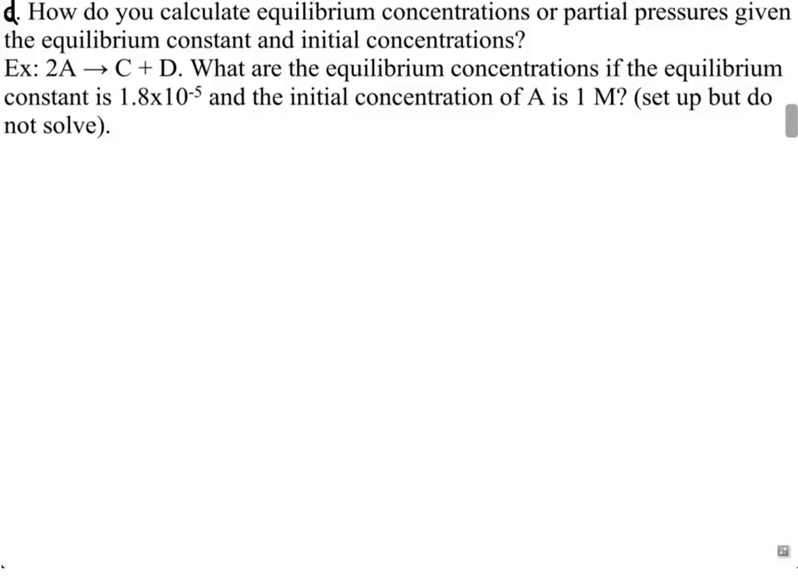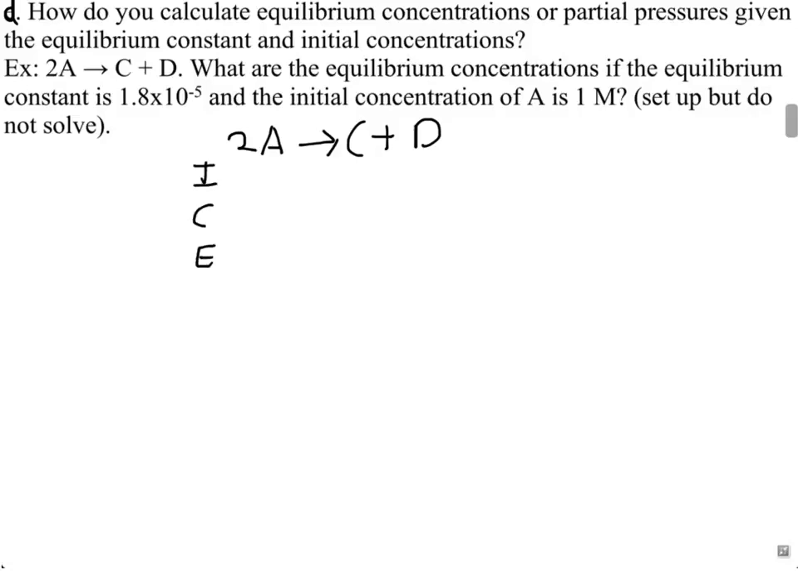So our example here says 2A forms C plus D. It says, what are the equilibrium concentrations if the equilibrium constant is 1.8 times 10 to the -5th? By the way, that's the equilibrium constant for acetic acid, and it's also the equilibrium constant for ammonia, which means that ammonia as a base and acetic acid as an acid are the same strength. And it gives you the initial concentration of A. Okay, we're not going to solve these today, just set them up, so we have a little bit less to learn at a time, because the setup is most important.